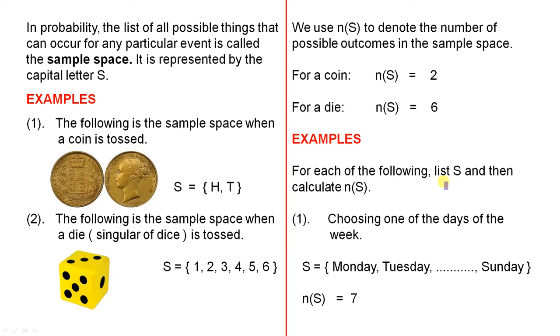For each of the following, list S and then calculate n(S). So the first one, choosing one of the days of the week. So S will be a listing of the 7 days of the week. We don't have to put the whole 7 down, but we know we go from Monday to Sunday. The number in the sample space is 7. They're two very important bits of information when we have to work out any problem to do with probability.